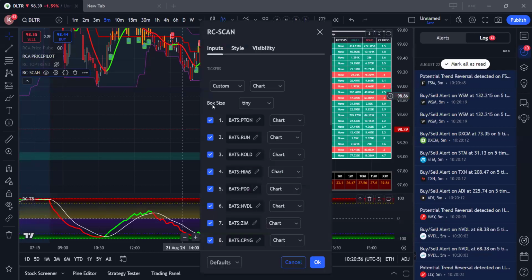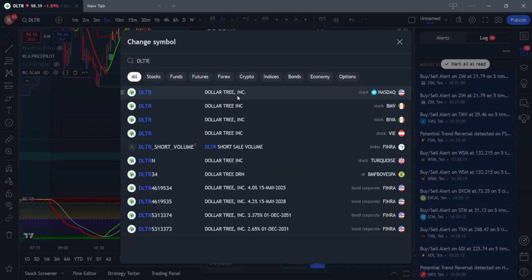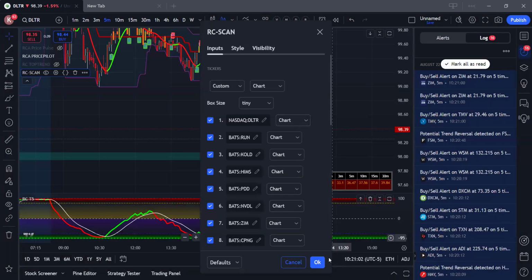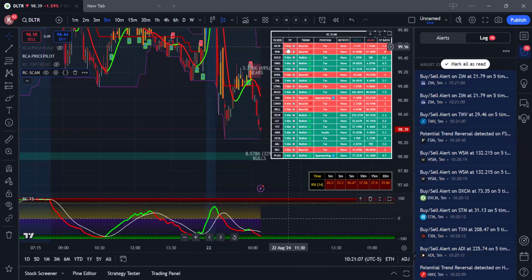For example, if I want to use my RC scan, right? Again, you don't need to use everything. I'm just telling how you can be successful. For example, I added Dollar Tree into my custom list. You can see that 5 minutes bearish. The CP ratio is only 1.4. It is still overall bearish. If it is above 2, generally bullish. If it is below 2, generally bearish.